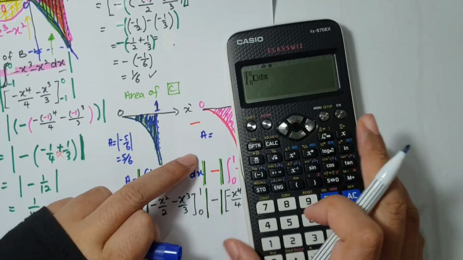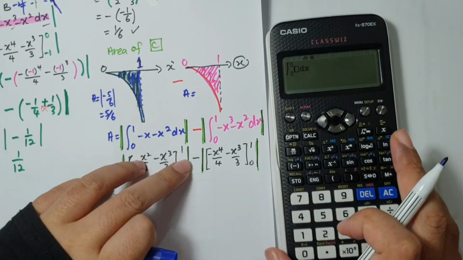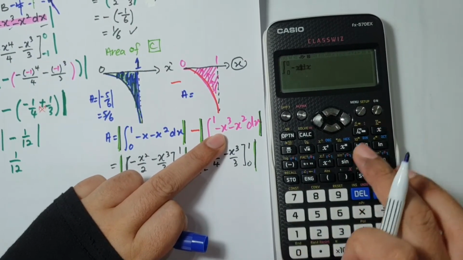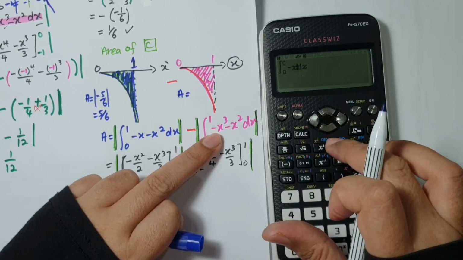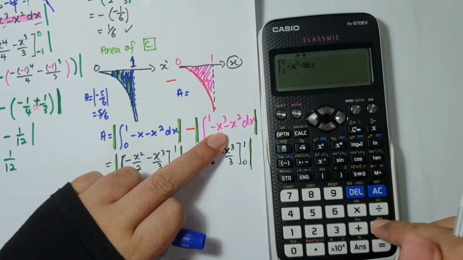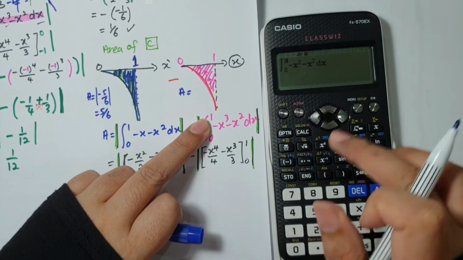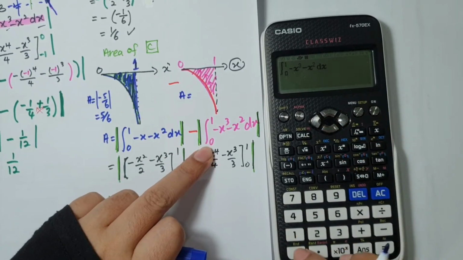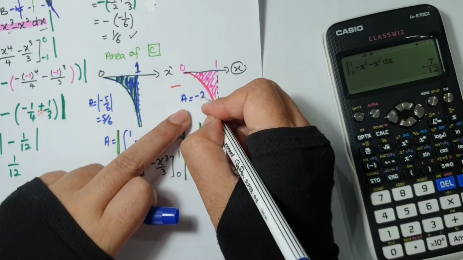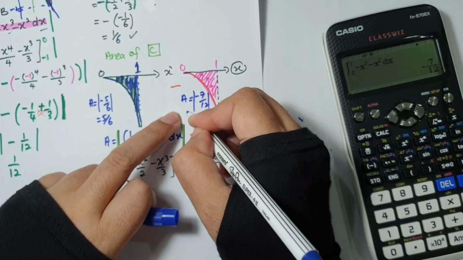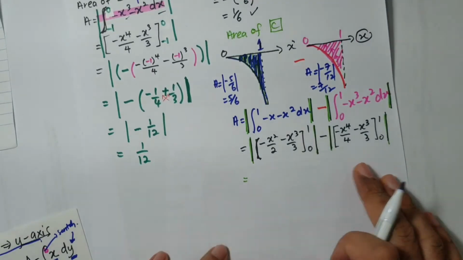This one, let's check. Okay, press this button. This one, 0 to 1. Key in negative x cube. Oh sorry, x cube kena tekan shift, shift this button. Minus x square. Okay, limit 1, 0. Negative 7/12. Modulus become 7/12 sepatutnya. Okay, jom kita cuba masuk value.